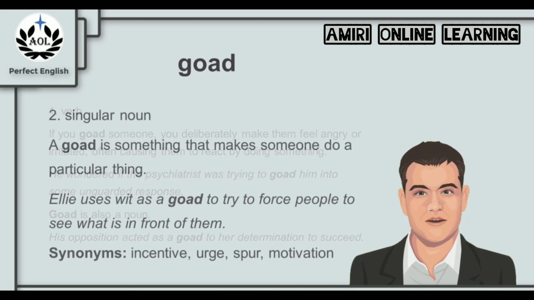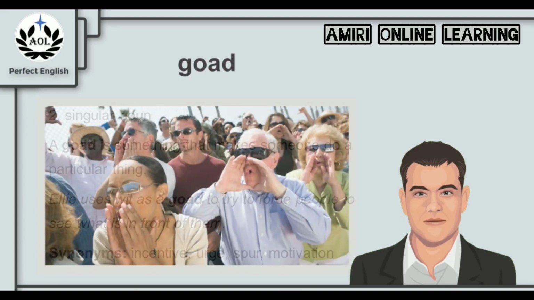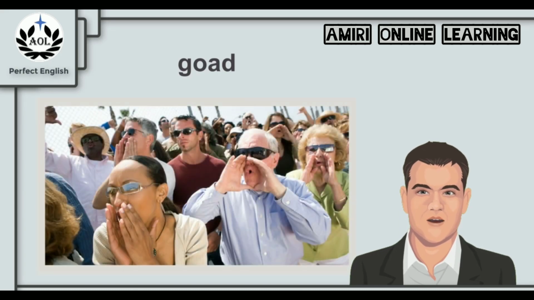And goad can also be used in a different context. A goad is something that makes someone do a particular thing. For example, Ellie uses wit as a goad to try to force people to see what is in front of them. And synonyms for goad in this context are the words incentive, urge, spur, and motivation. So the next time you remember this picture of the crowd booing someone, remember the word goad and what it means.